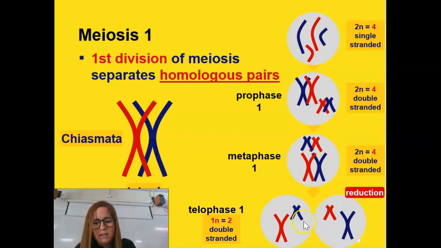At this point, we started here with 4 chromosomes, single-stranded, and then we end up with 2 chromosomes in each cell at the end of meiosis 1. So we have reduced the number of chromosomes by the end of meiosis 1.